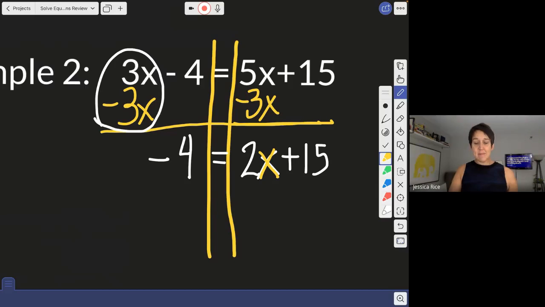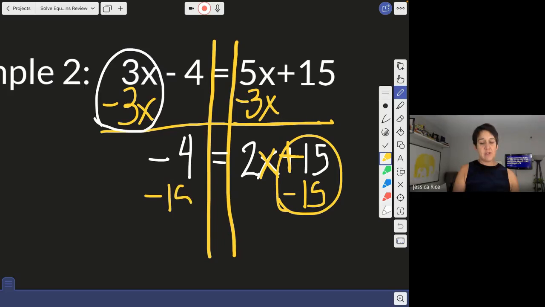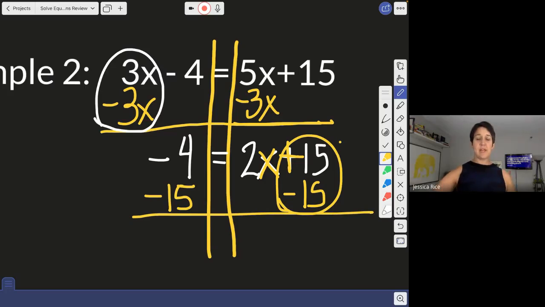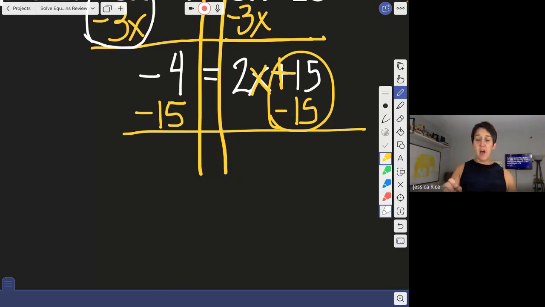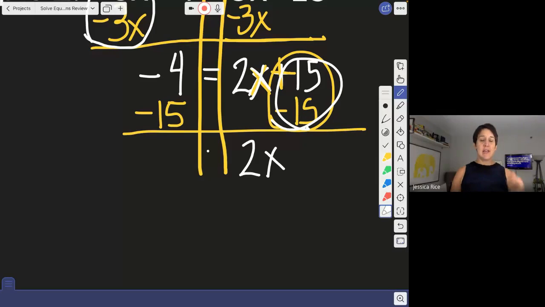So my next step is to minus 15 because it's the opposite of addition, and it's going to turn into 0. But of course, on the right and on the left, you have to do the same thing. So I do the same thing left and right. Now I'm left with, on the right, just 2 x's remain because this made a 0 and these 2 x's were left. And on the left, negative 4 minus 15.